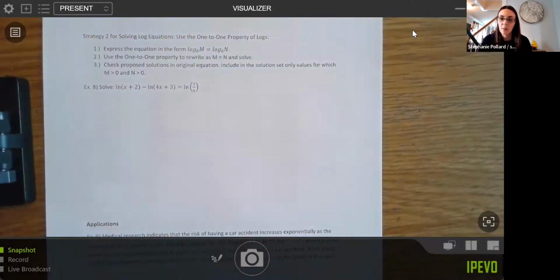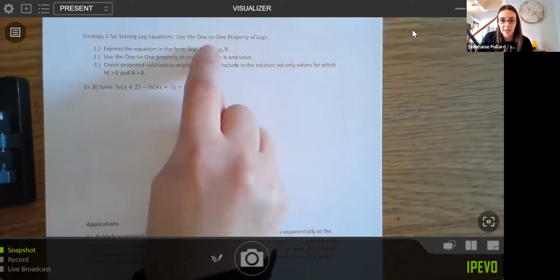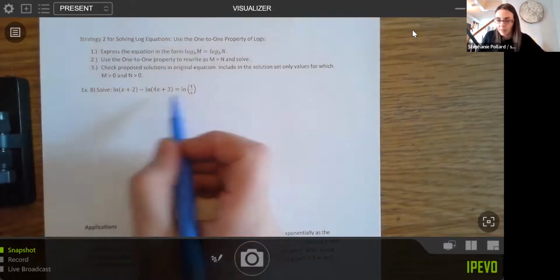You really want to watch those domains for logs. And again, notice that you're in log equals log. So there's no numbers out front. It's as simple as it can get there. So let's look at our example here.